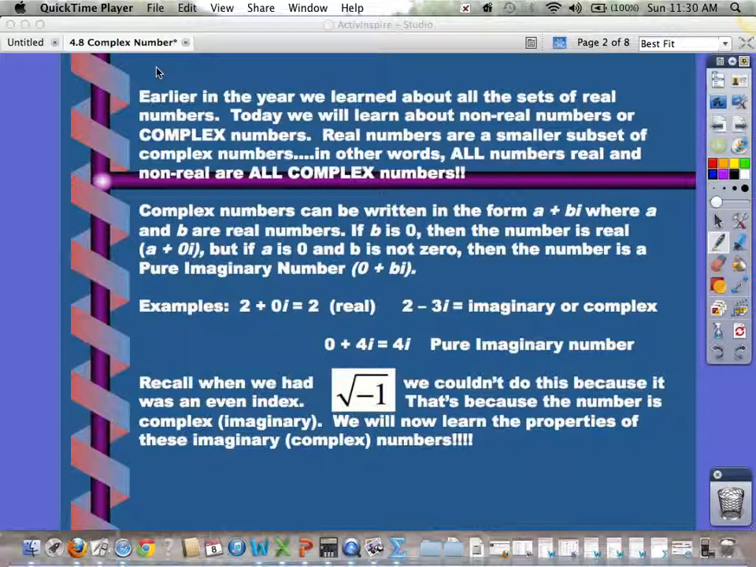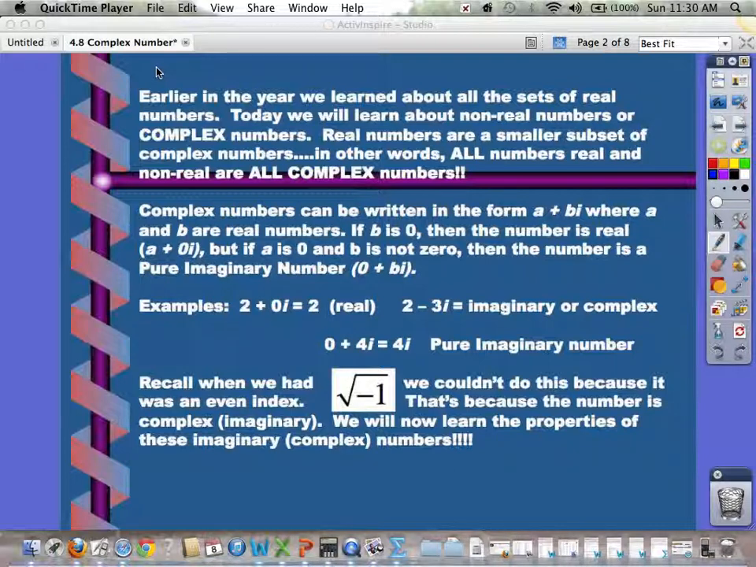But if a is 0 and b is not 0, then the number is a pure imaginary number. It'll just be 2i or 3i. That's a pure imaginary number. If it has non-real parts and real parts, then it's just a complex number or an imaginary number. Examples: 2 plus 0i equals 2, which is a real number. But 2 minus 3i is an imaginary or complex number. But if you put 0 plus 4i, you just get 4i. 4i is a pure imaginary. It's nothing but imaginary. There's nothing added to it.